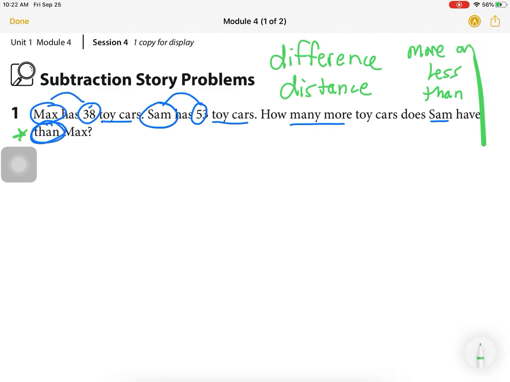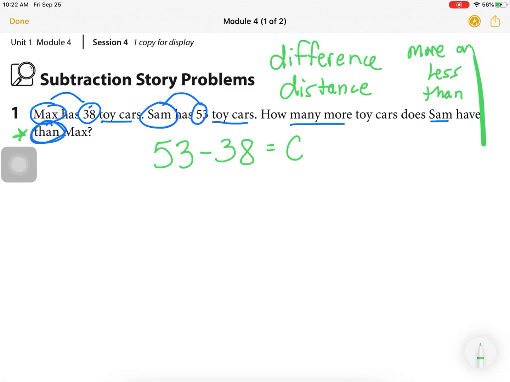So let's start by writing out an equation with a variable. Remember, a variable is a letter that we would use to substitute for something that we don't know. So if it's A, B, C, those are fine. In this case, I like to do C for toy cars. So I'm going to take Sam's cars, and I'm going to do 53, and I'm going to take away 38, because we're trying to find a difference or a distance between the two.